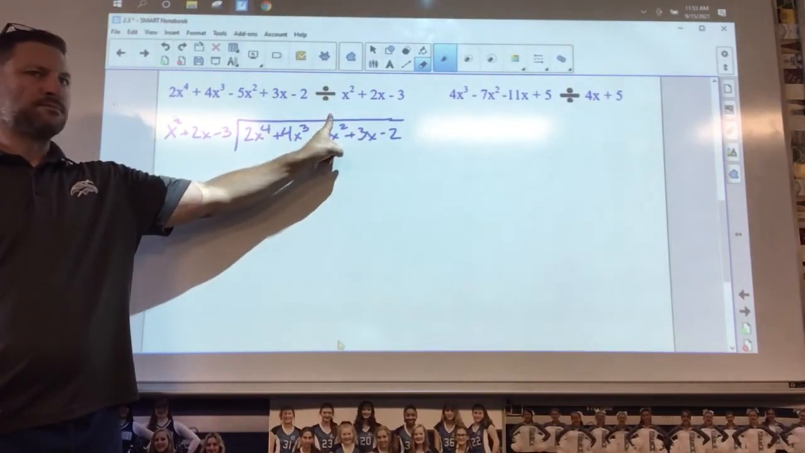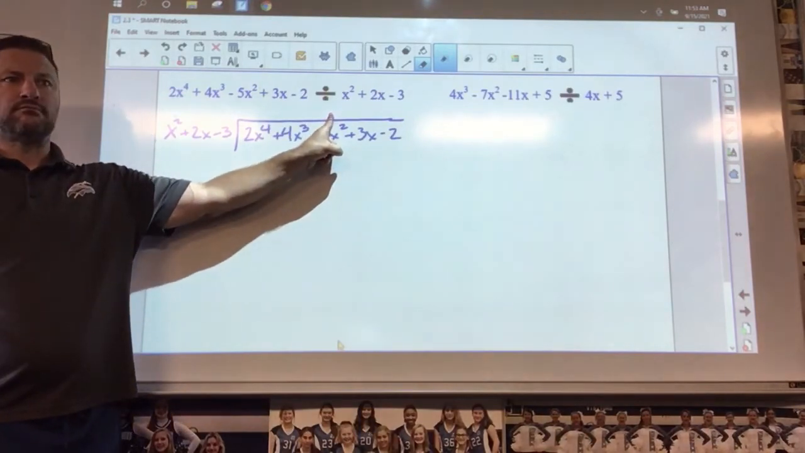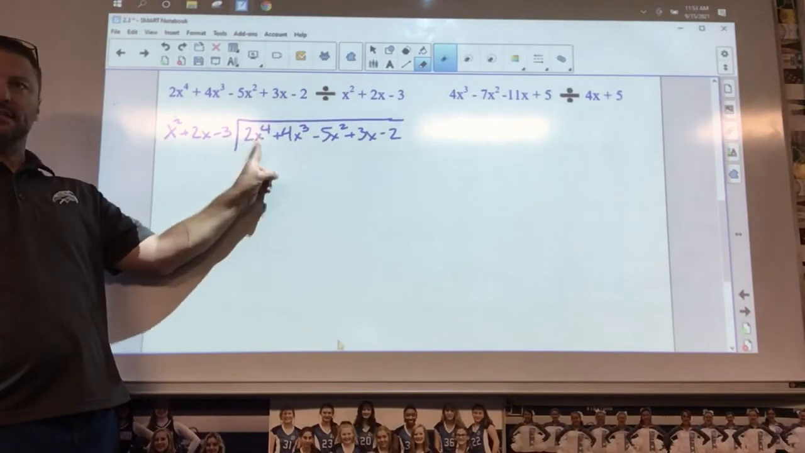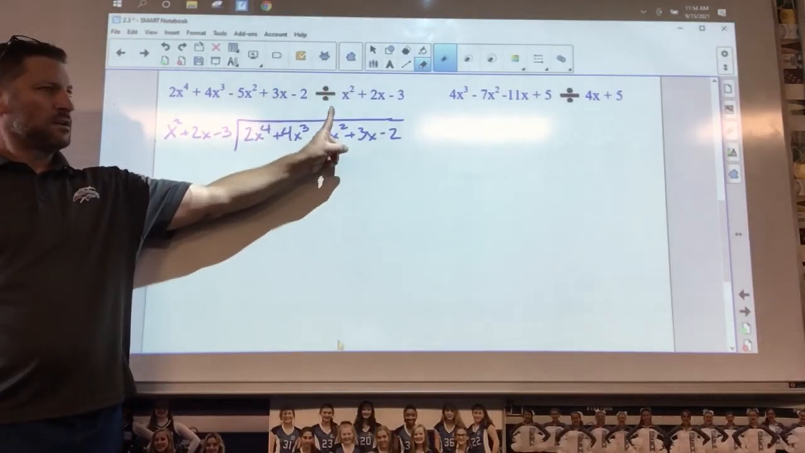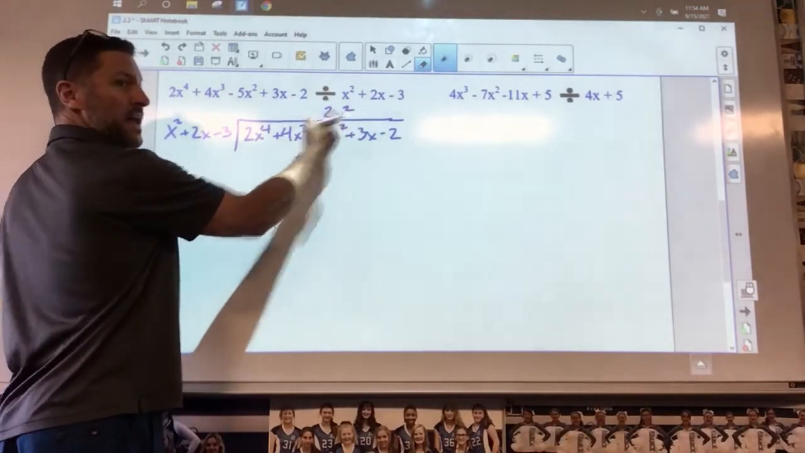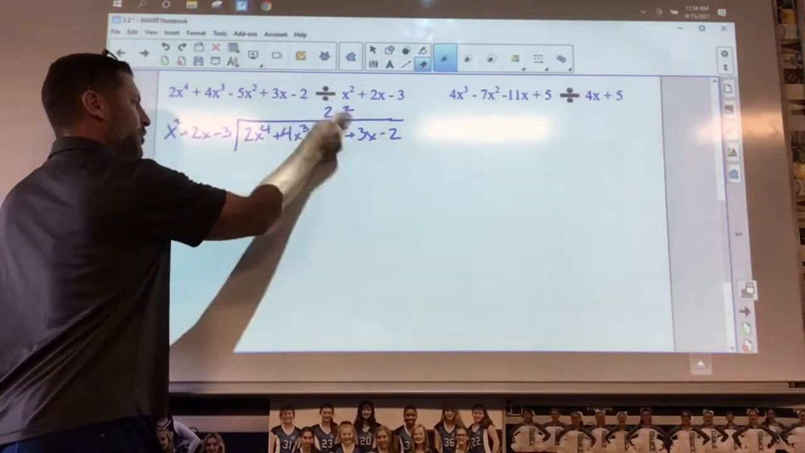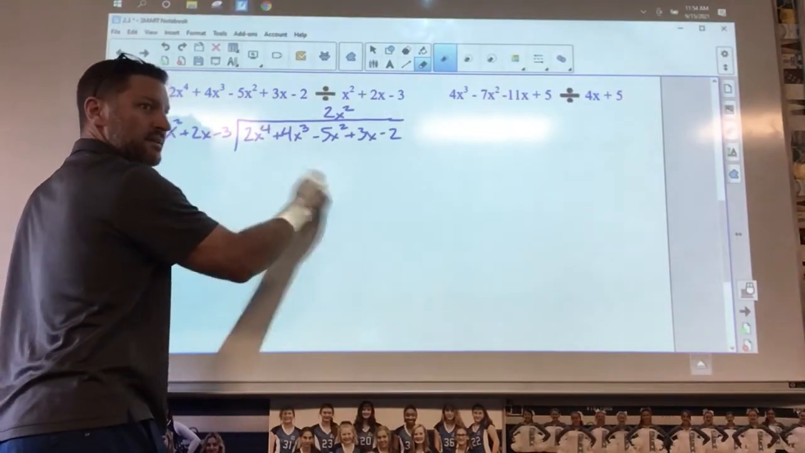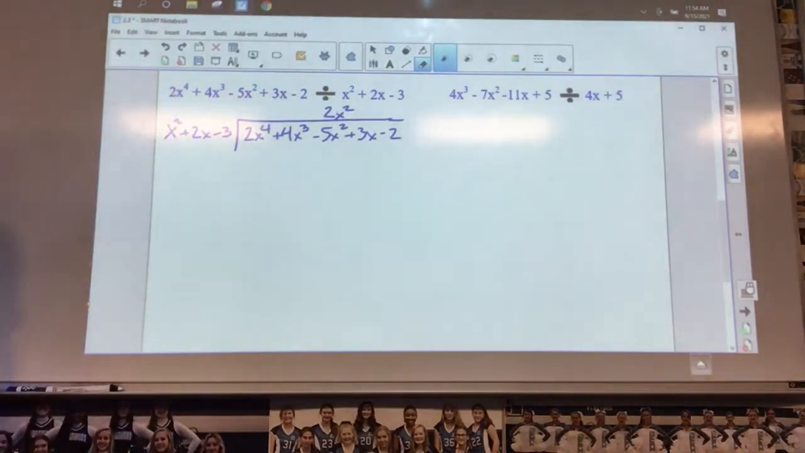Oh, I got it. I have to turn x squared into 2x to the fourth. What has to go there? 2x squared. So 2x squared goes there. Now here's what you're going to do next. You're going to FOIL that, distribute that through, and write it out underneath there, and then try to subtract them. See if you can do that step.